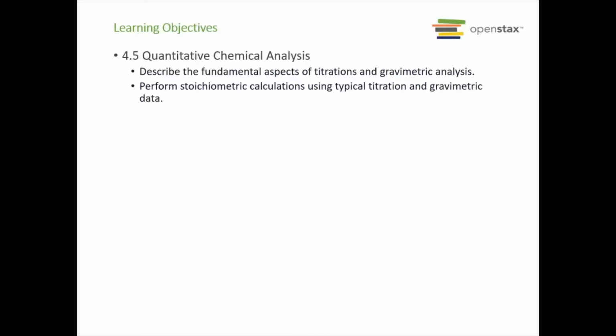And now we're finishing up Chapter 4 with 4.5, Quantitative Chemical Analysis. In this section, we're going to describe the fundamental aspects of titrations and gravimetric analysis and perform stoichiometric calculations using typical titration and gravimetric data.